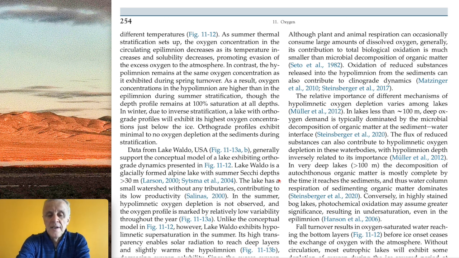In winter, due to inverse stratification, a lake with orthograde profiles will exhibit its highest oxygen concentration just below the ice. Orthograde profiles exhibit minimal to no oxygen depletion at the sediment during stratification.